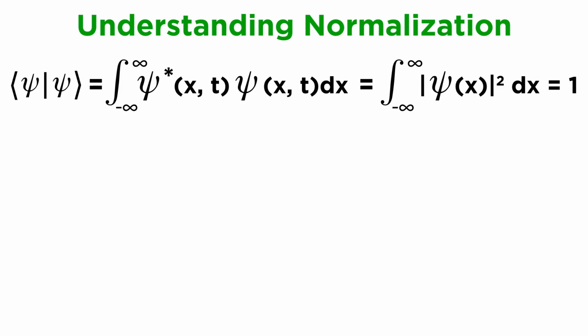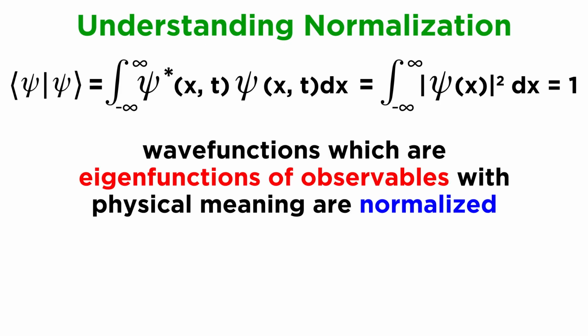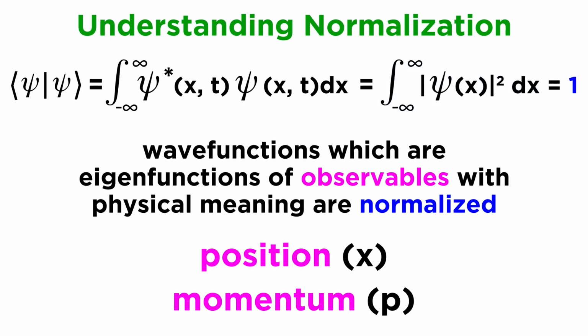Now we need to introduce some more terminology. We can say that wave functions, which are eigenfunctions of observables with physical meaning, are normalized. Again, by normalized, we mean that if we calculate the integral of the probability density function over all space, which as we know is the integral over all space of the modulus squared of the wave function, it will always be precisely 1. Rather predictably, two examples of observables with physical meaning that will have eigenfunctions in the form of normalized wave functions are position x and momentum p.